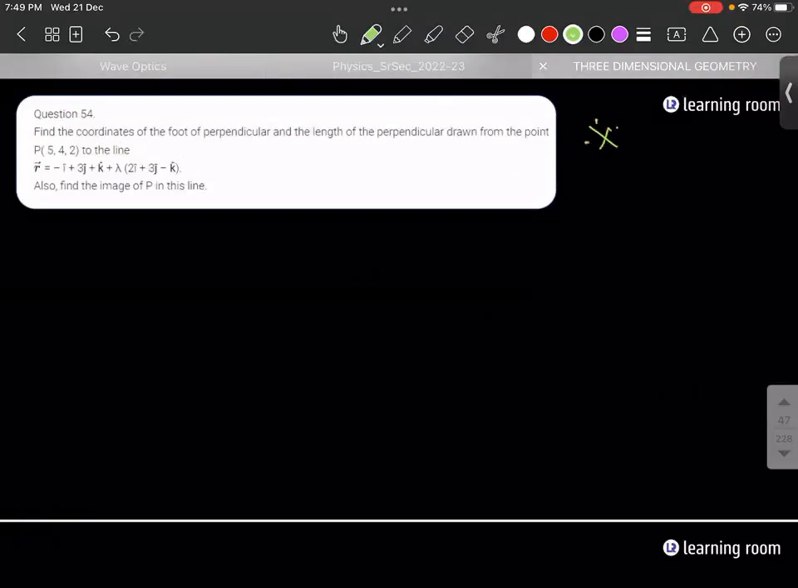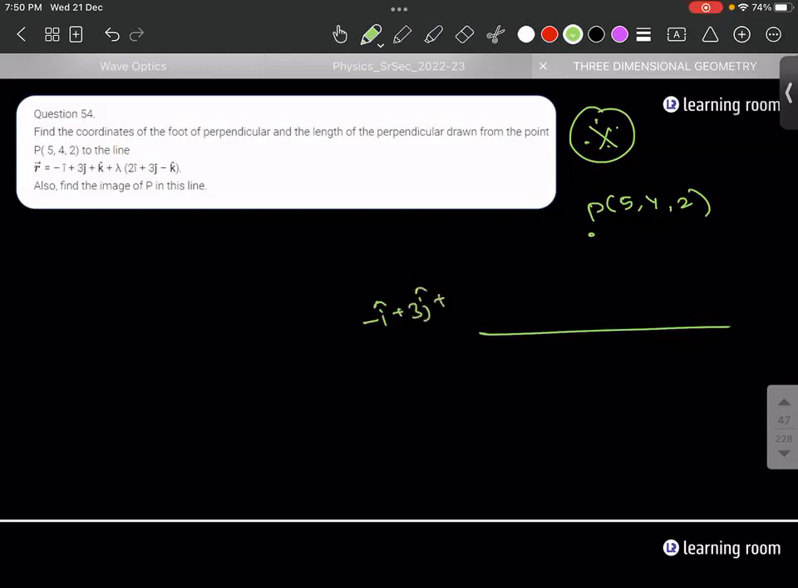See, there is another type of question where they will ask you the foot of the perpendicular or image of a point with respect to a line. So this one is based on the foot of the perpendicular. Find the coordinates of the foot of the perpendicular and the length of the perpendicular drawn from the point P(5, 4, 2) to the line r = -i cap + 3j cap + k cap + lambda times (2i cap + 3j cap - k cap).